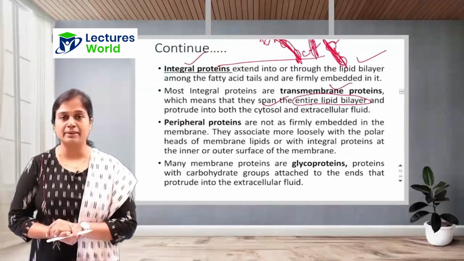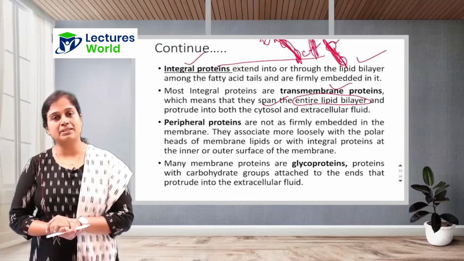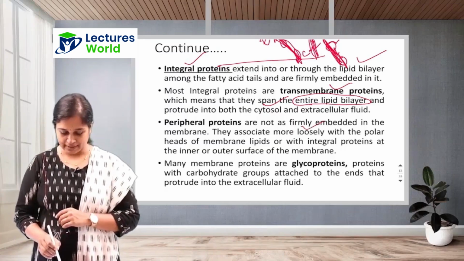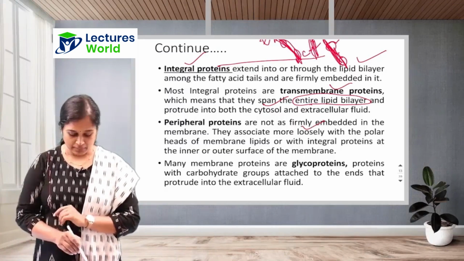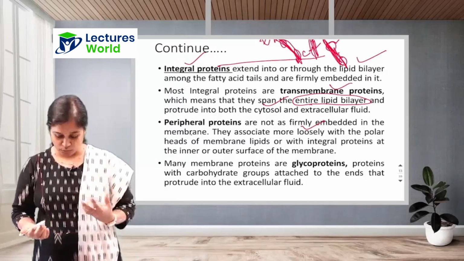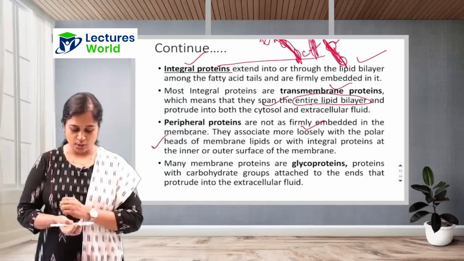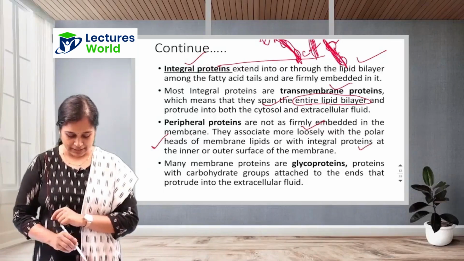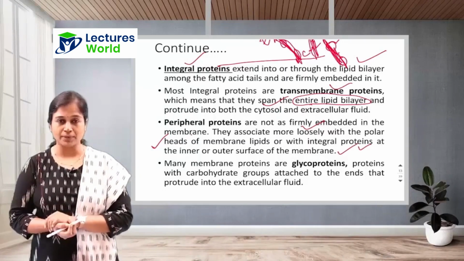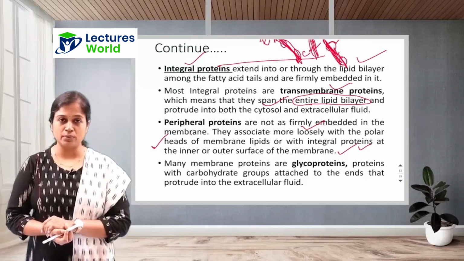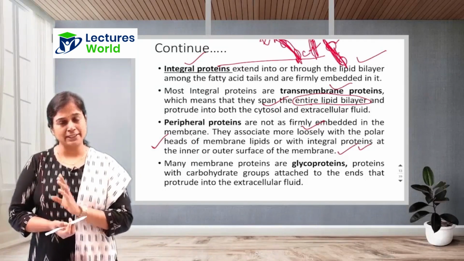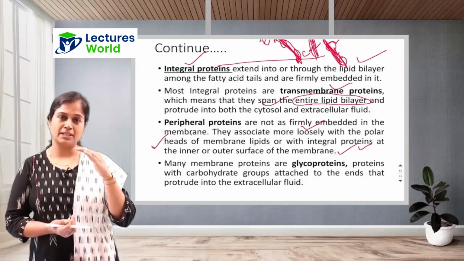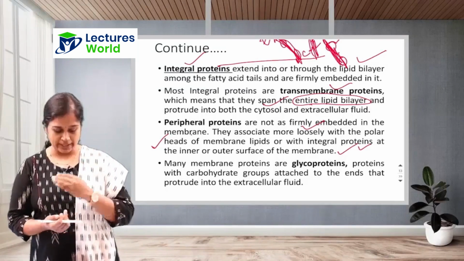The second protein is the peripheral protein. Peripheral, the name itself suggests, is outside. So they are not as firmly embedded like integral proteins in the membrane. They associate more loosely with the polar heads of membrane lipids or with the integral proteins at the inner or outer surface of the membrane. So that means the peripheral proteins are not passing through the lipid bilayer; they are associated peripherally on the surface of the lipid layer.